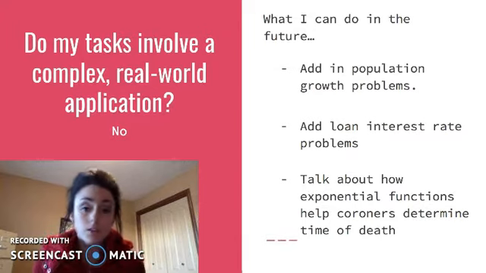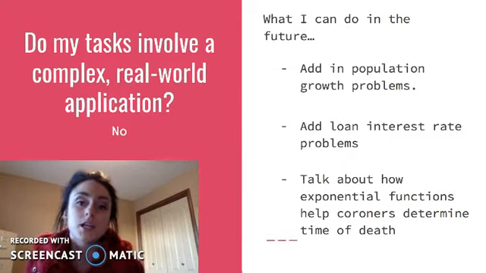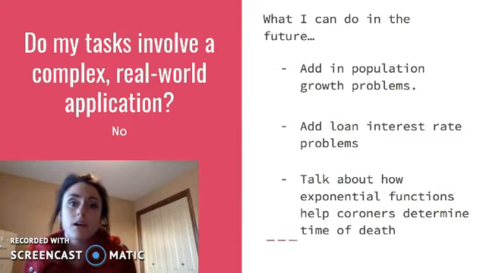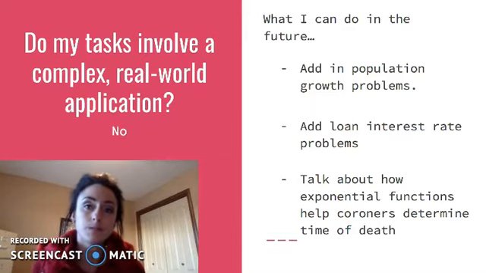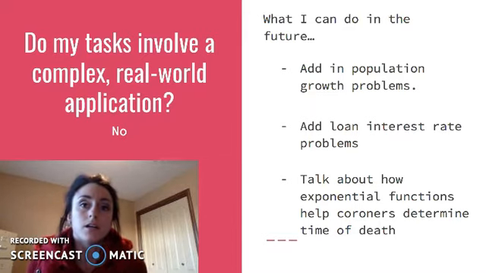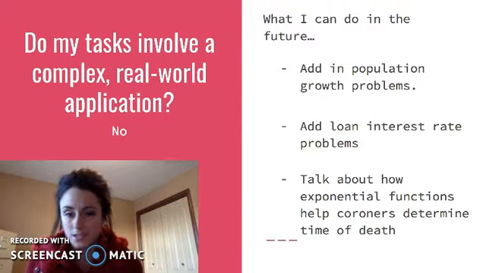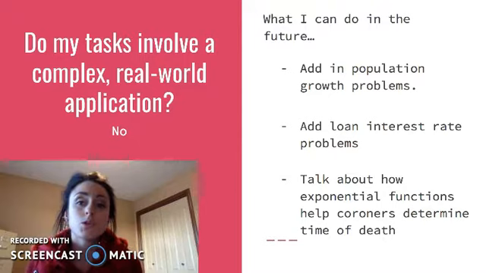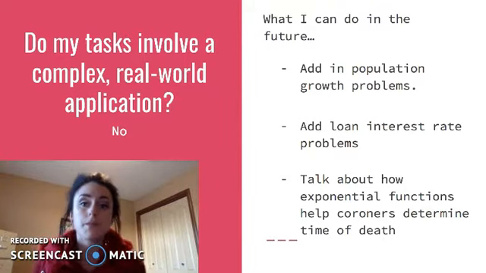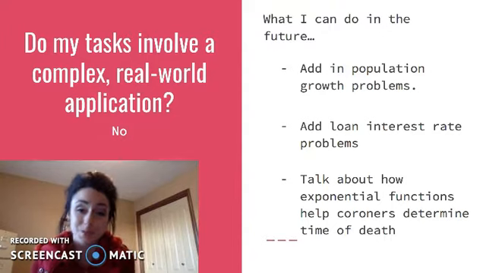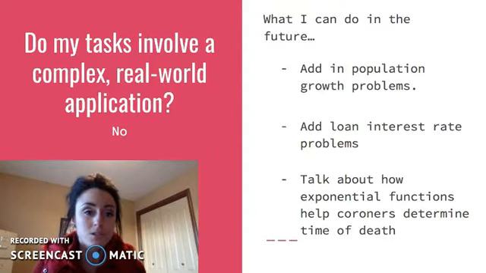Did my task involve a complex real-world application? This is an area that I need to improve on for next time. The only problem they did was related to Alice, which isn't really real world. So in the future, I could add in population growth problems or loan interest rate problems, as well as talk about how exponential functions help coroners determine time of death. So those are some options that I could do in the future.